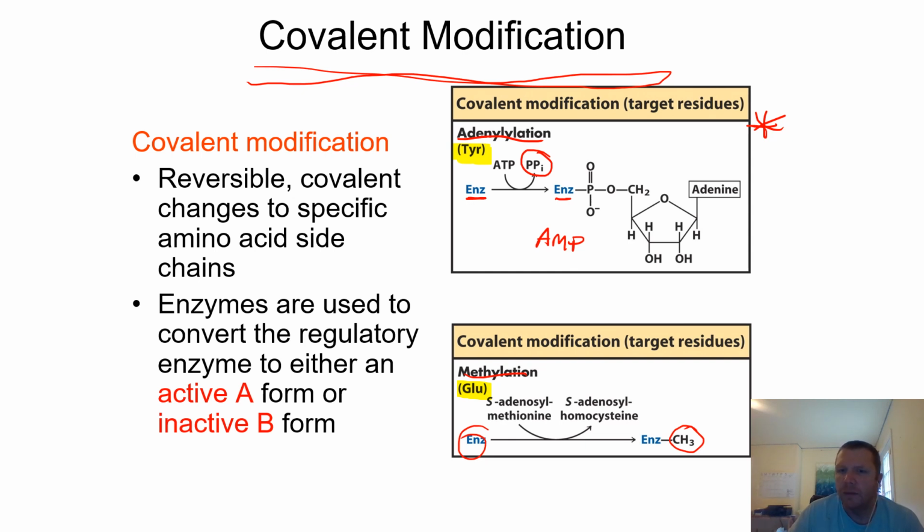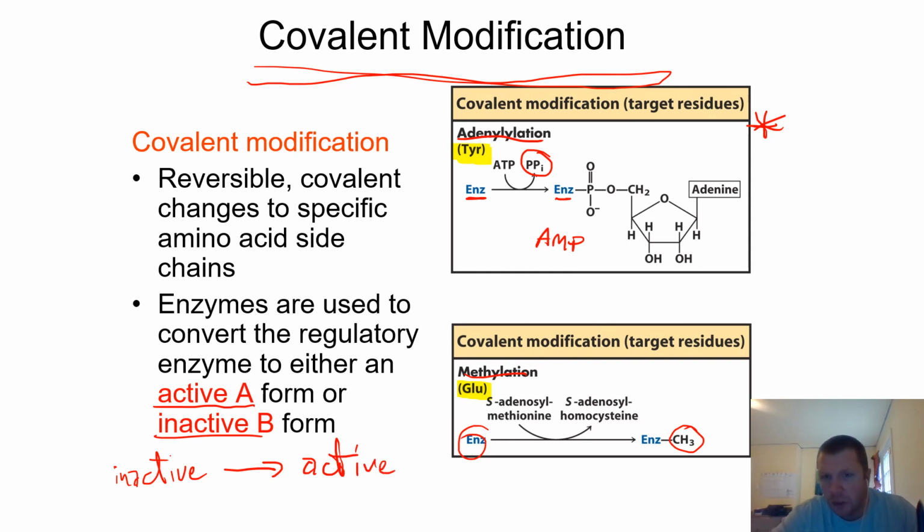Now that S-adenosylmethionine is going to donate our methyl group. That's going to become S-adenosyl homocysteine. That methyl group gets added to our enzyme. Again, this is being added to a specific glutamic acid residue. And what these modifications are going to do is take either an active enzyme and form an inactive one, or take the inactive and produce an active form. Okay, so I think it's helpful to keep those things straight. These are just two examples of covalent modifications.